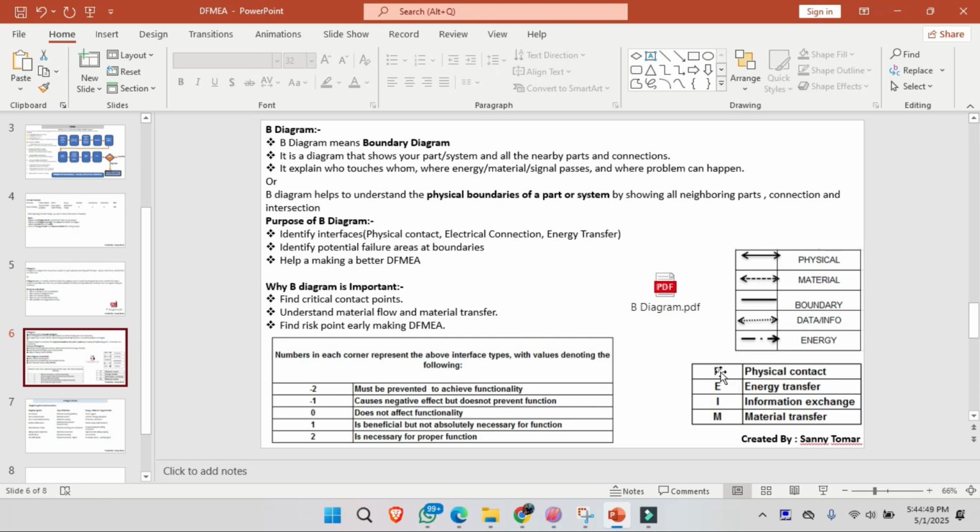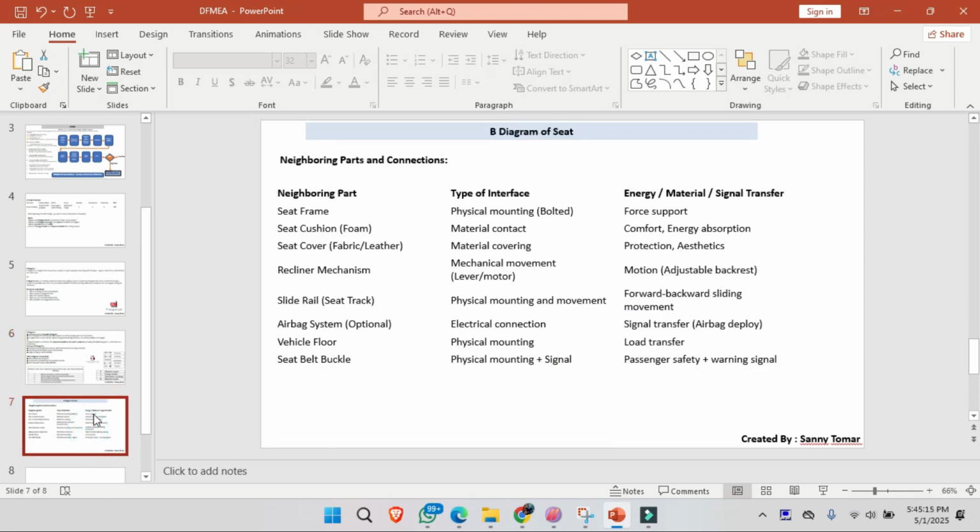P stands for physical contact, E stands for energy transfer, I stands for information exchange, and M stands for material transfer. And also here are the numbers, like P minus 2, minus 1, 0, 1, 2. What is the meaning of minus 2, minus 1, 0, 1, 2? So you can see here. And then I also explain the B diagram.